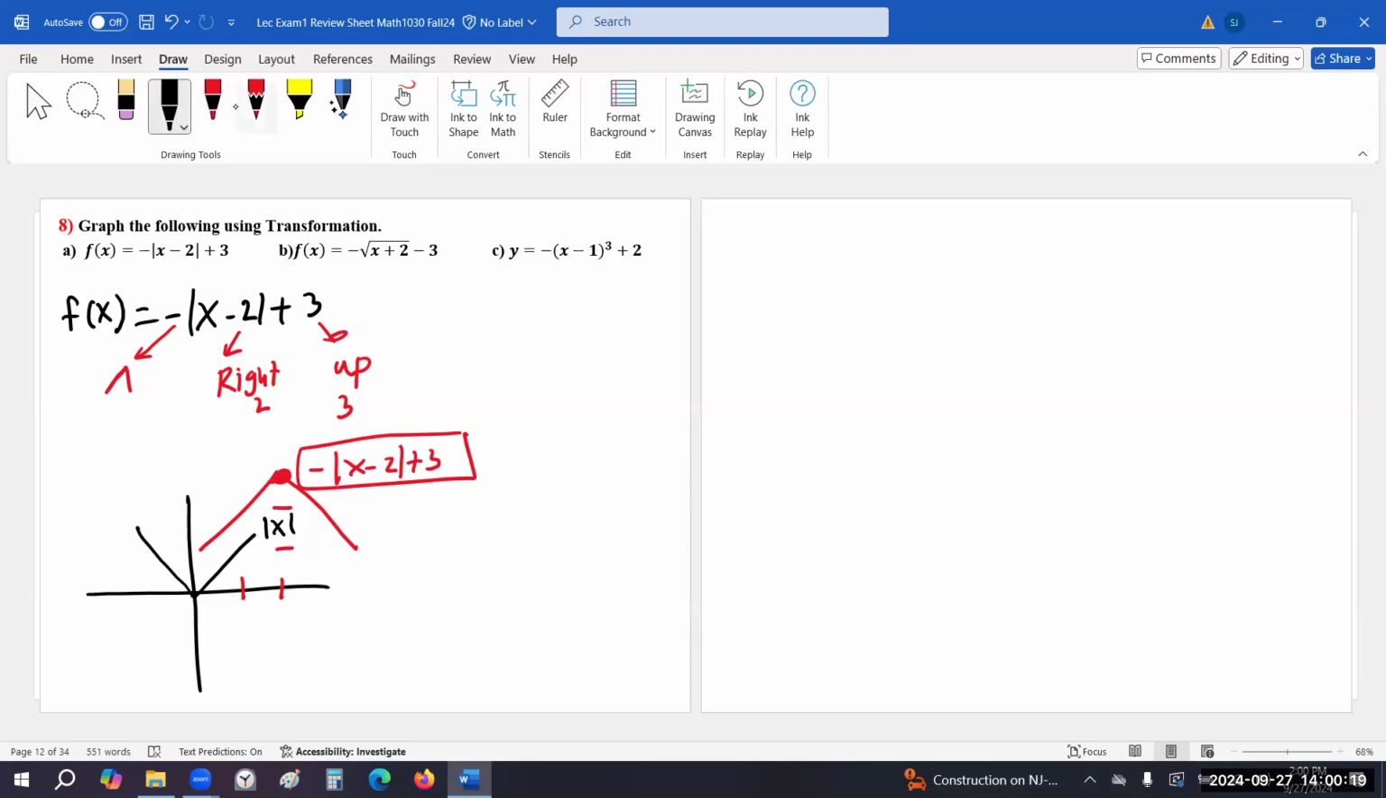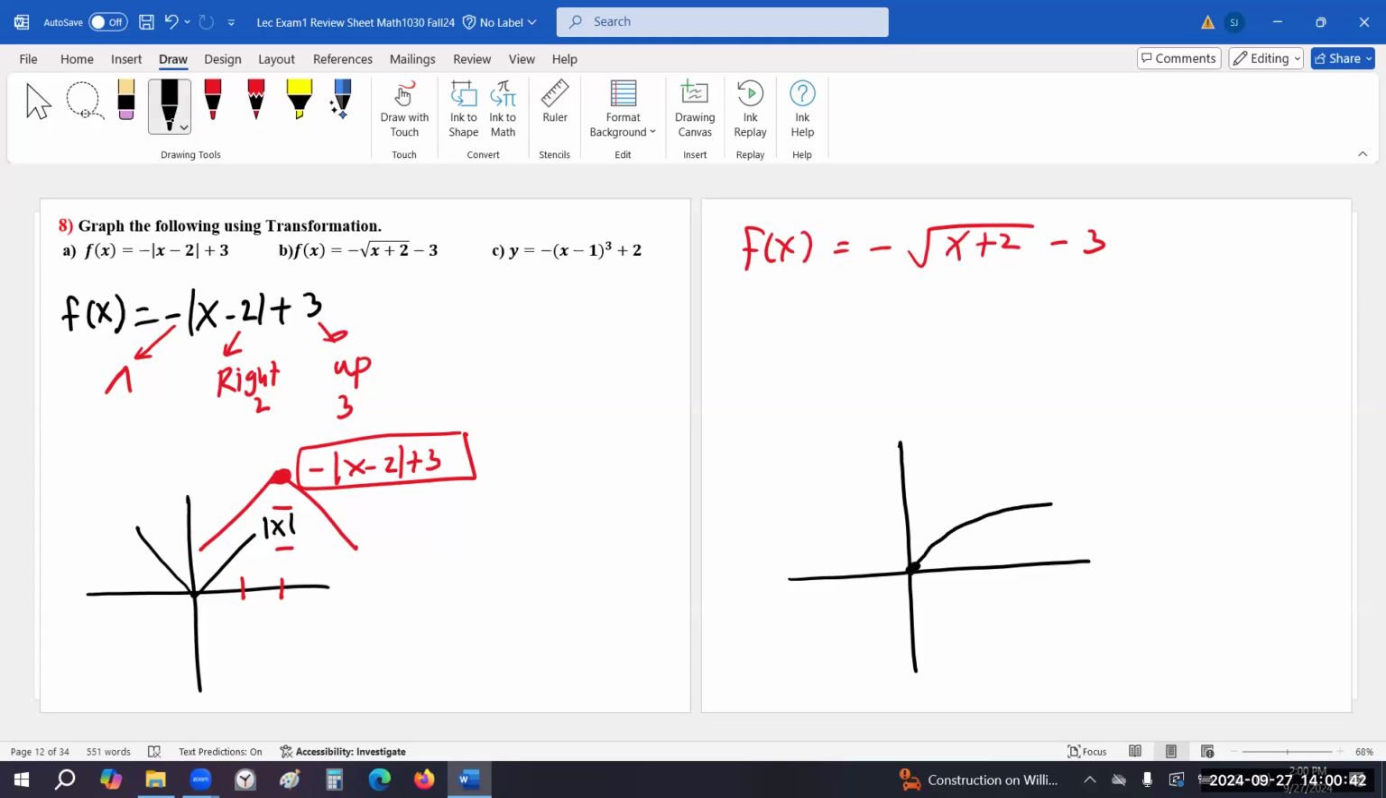One more, and then we are going to do the next one. We have negative square root of x plus 2, minus 3. So, which type of function are we dealing with here? Square root. What is the shape of the square root function? It starts from 0 and goes upward, but slowly. This is the normal one without any transformation. Now this transformation, we are doing what? A reflection, so it goes downward.